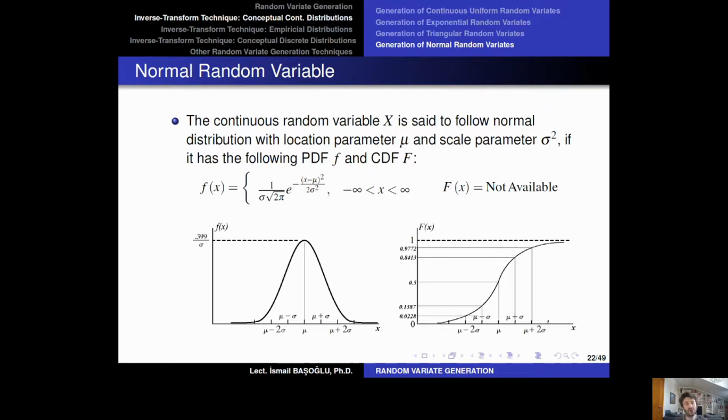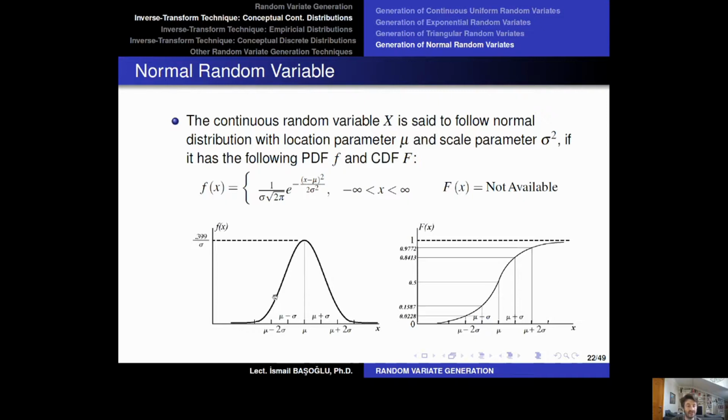Now we are going to learn how we can use the inverse transform technique to generate random variates from the normal distribution. If you remember, normal random variables can take any real value. There is not a boundary defined for them. So unlike the uniform or triangular or exponential distribution, the normal random variable is one of the random variables which can take any real value. The probability density function has a bell shape like this, and it is unbounded from both sides.